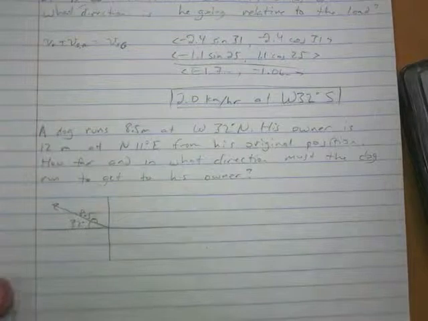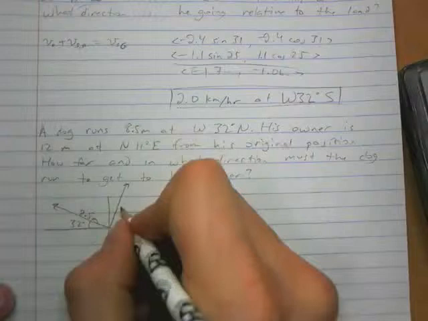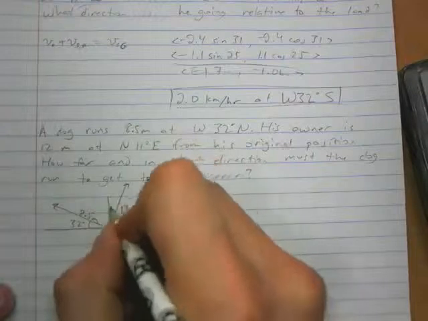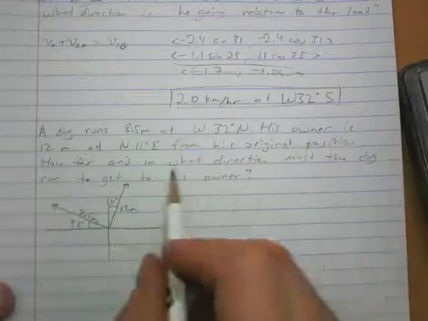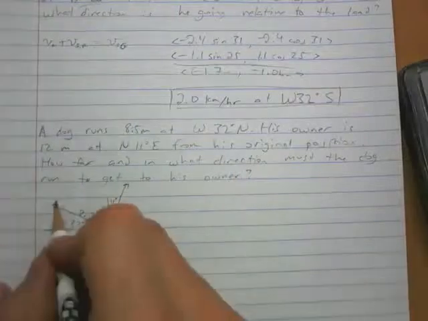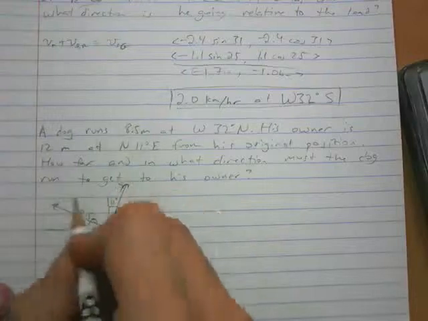All right. But his owner is 12 meters at north by 11 degrees east from his original position. So this is the 12 meters, this is the 11 degrees. And then the question is how far must it, and in what direction must the dog now run to get to his owner? So this is the vector that you're being asked for.